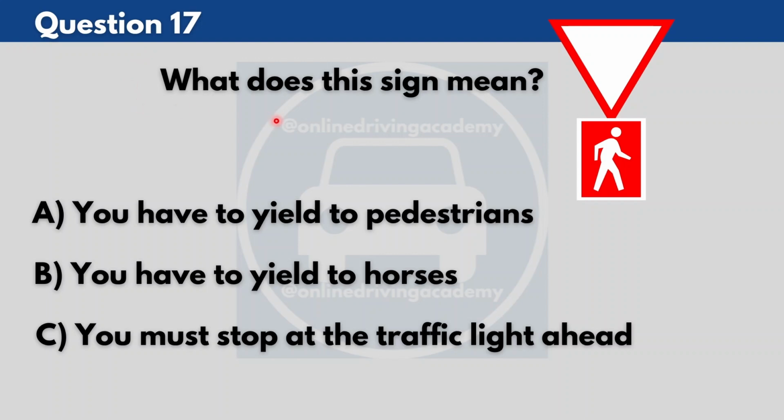Question 17. What does this sign mean? You can see a yield sign on top and a pedestrian sign below it. So is it option A? You have to yield to pedestrians. Is it option B? You have to yield to horses. Or is it option C? You must stop at the traffic lights ahead. Correct answer will be option A.